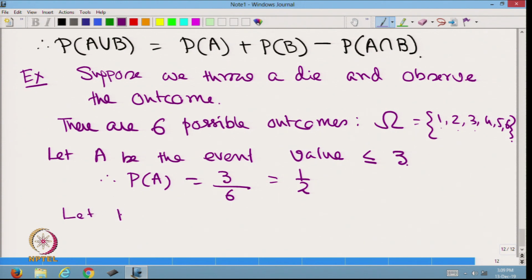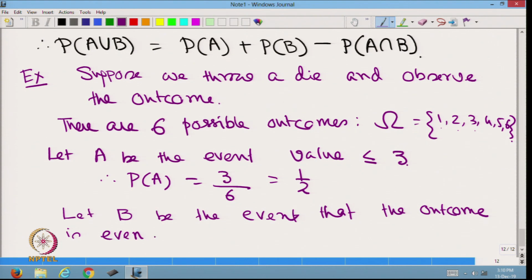Let B be the event that the outcome is even. Therefore, we know the probability of B is, the event B occurs when the outputs are 2, 4 and 6. Therefore, probability of B is again 3 by 6 is equal to half.